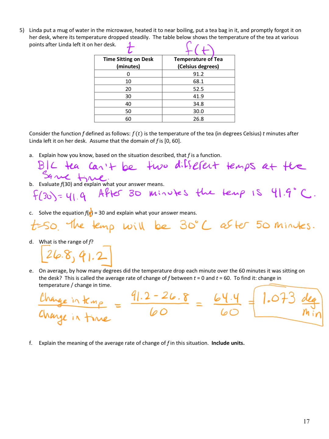Explain the meaning of the average rate of change in this situation. Okay, well, I kind of just said it. I'll write it out, though. So on average, the tea cooled by about 1.073 degrees each minute.